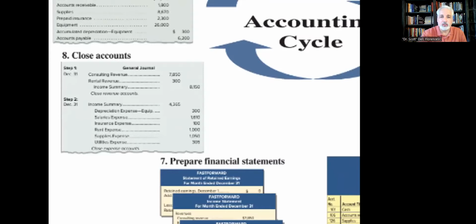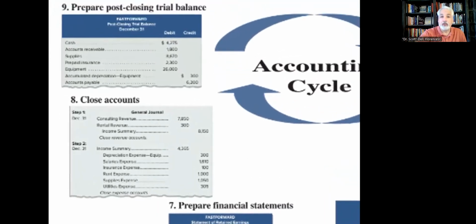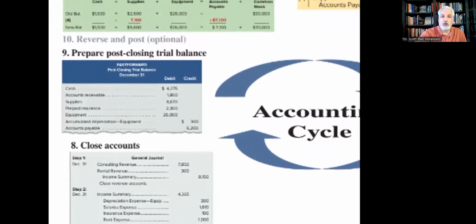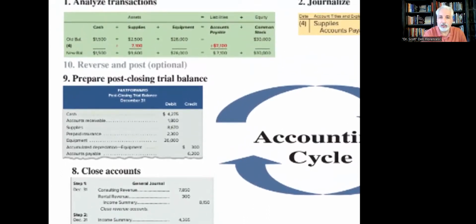Our temporary accounts go to zero. Our permanent accounts maintain, things that closed out to retained earnings. And we have what's called a post-closing trial balance. And then we start again.